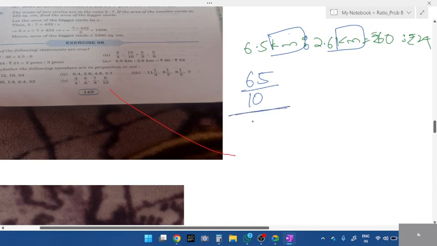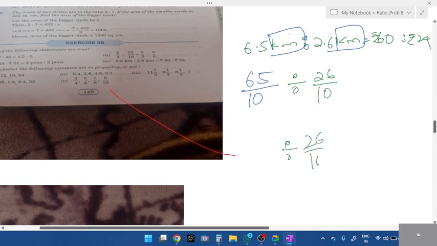26 divided by 10. How do you write this, students? How do you write when two denominators are given? If you're getting confused, the ratio symbol looks like what? The ratio symbol looks like division, 26 by 10. You will know this rule.